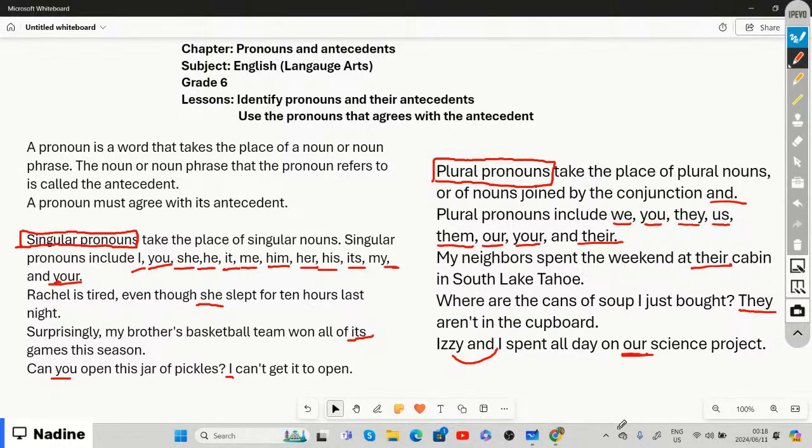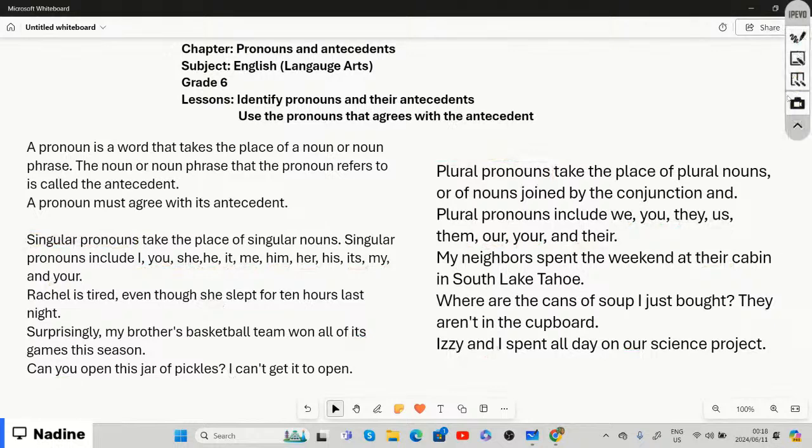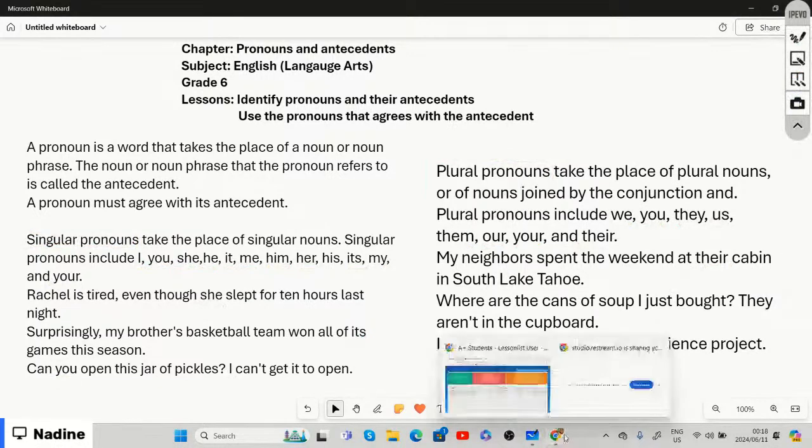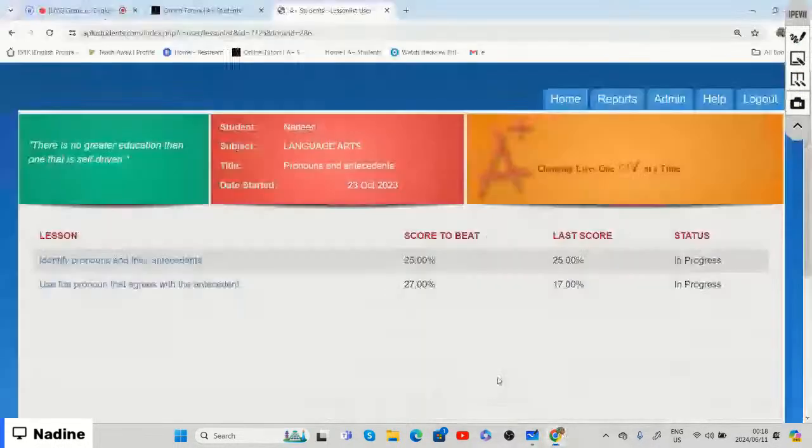So now we're going to aplusstudents.ca, and that's where we're going to find out more about pronouns and their antecedents. And we're going into our first lesson that says identify pronouns and their antecedents.